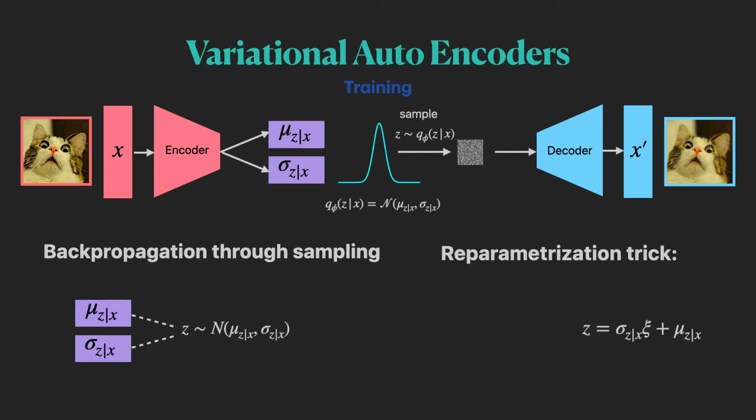We add another variable xi. So now the only thing that we sample is xi instead of z. And we can backpropagate as usual through the mean and standard deviation because they're not sampled. And we don't need to backpropagate through this new variable because it is not learned. And this solves our issue.